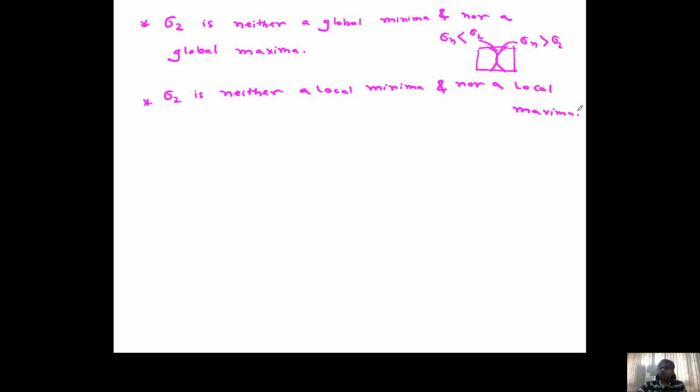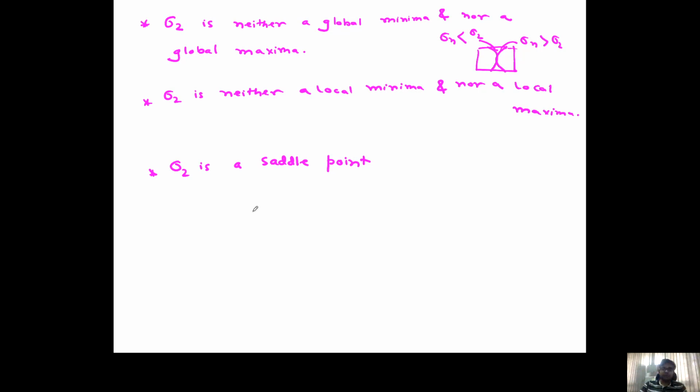So what is sigma 2? Why is the derivative equal to 0 at sigma 2? Sigma 2 is what is known as the saddle point. Sigma 2 is a saddle point. So what exactly is a saddle point? If you are solving an optimization problem, a saddle point is something like the back of a horse where a person sits, so that is the shape of a saddle.